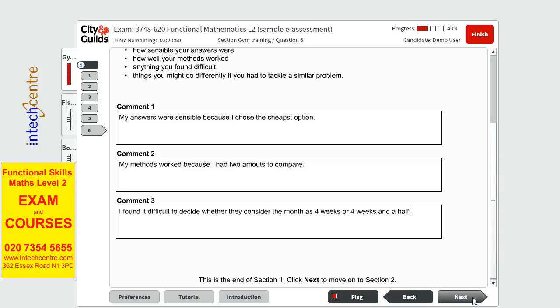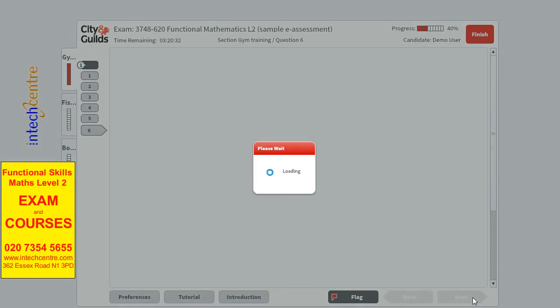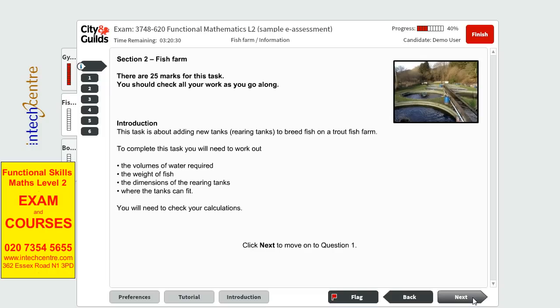My answers were sensible because I chose the cheapest option. My methods worked because I had 2 amounts to compare. I found it difficult to calculate the percentage. Why not? I found it difficult to calculate the cost of the Jimmy's gym with the sauna sessions. So go ahead and think about it, of what you actually struggled with.